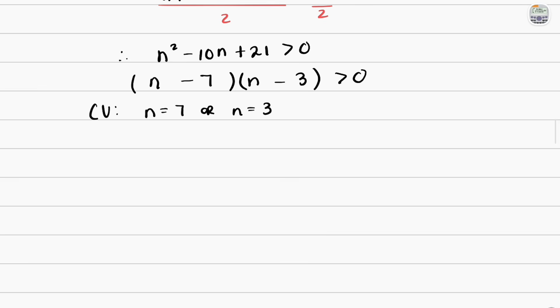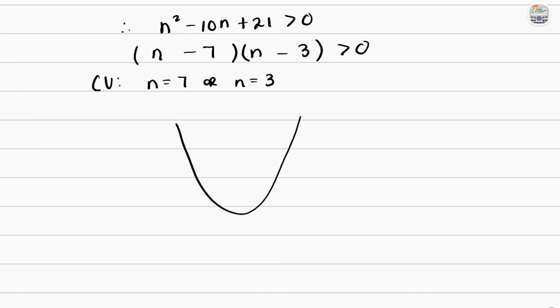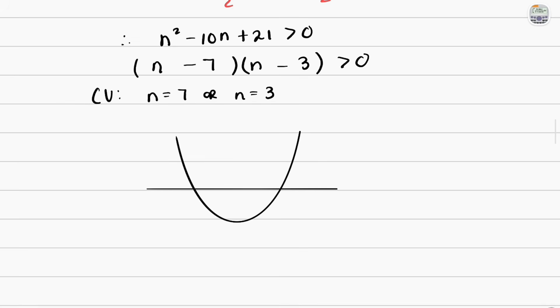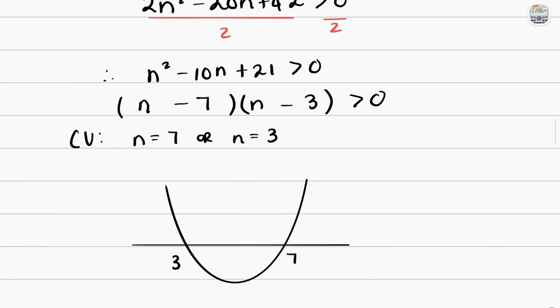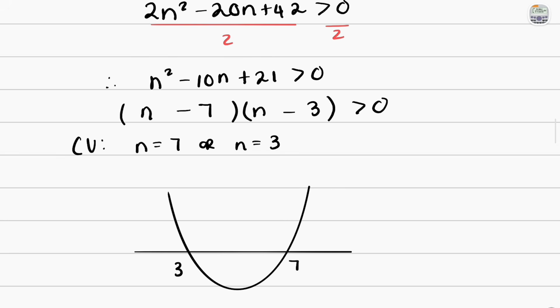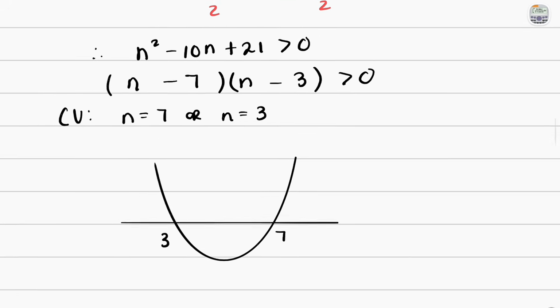If this is our graph, what kind of parabola does it form? It forms a concave up parabola, a smiley face parabola. But remember, you're going to use that word concave in grade 12 most of the time, so you can just try to get used to it. So we have our lower critical value is 3 and the higher one is 7. And this inequality is asking us to solve for n for where this expression will be greater than 0.